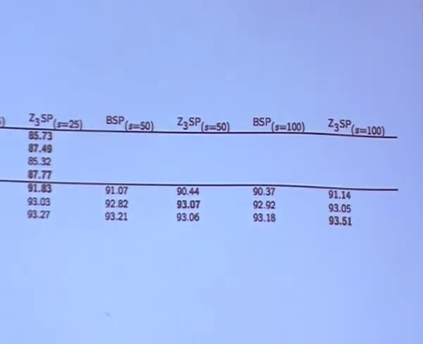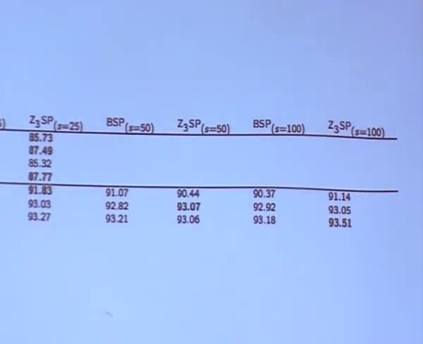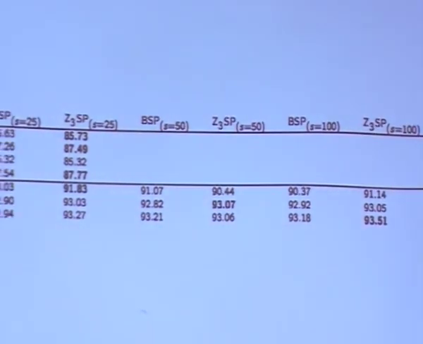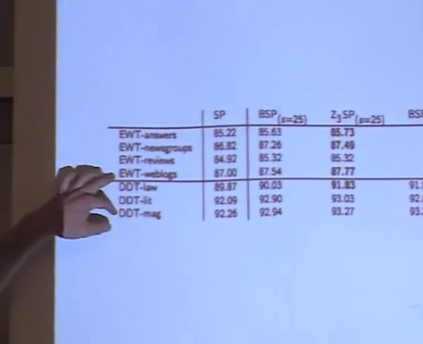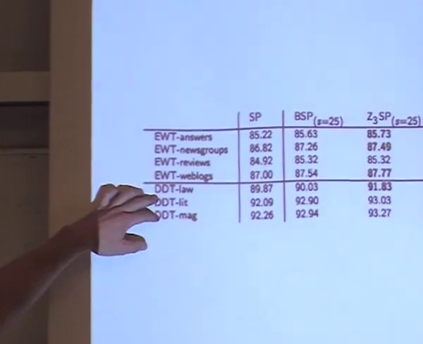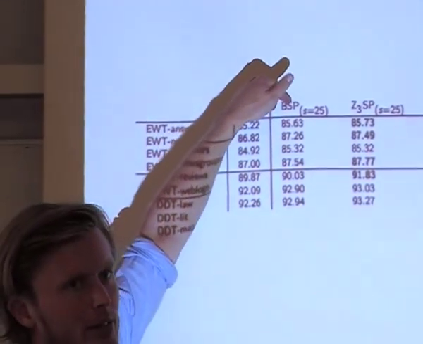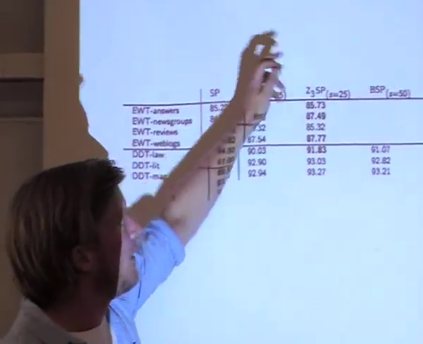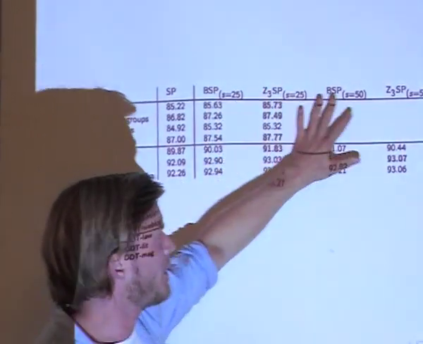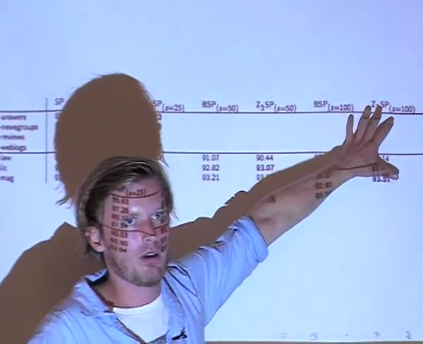This is the Danish treebank. It comes in 4 different sections: newspaper, law, literature, magazines. And this is training on newspapers, but testing on law, literature, and magazines. And again, you see these improvements. Here we have the binomial robust algorithm, and here we have the Zipfian. And this is with 25 subspaces, this is with 50, this is with 100.